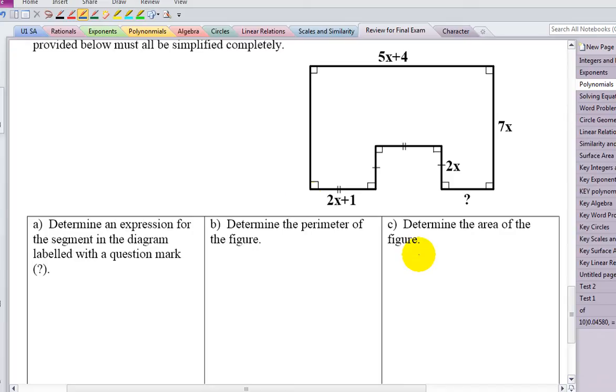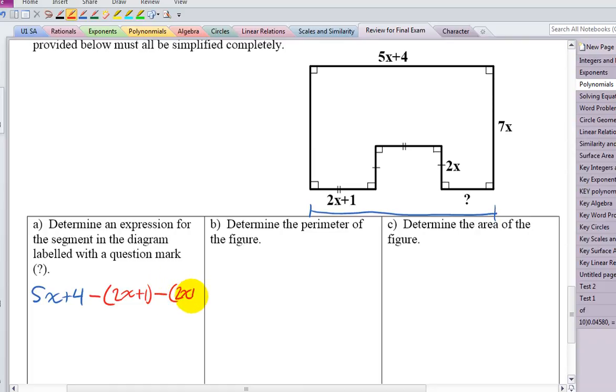What's the distance from this side here all the way across? Good, 5x plus 4. So why don't we then take away this piece here and take away this piece here, because then we'd be left with the question mark. So we have 5x plus 4. What do we need to take away? 2x plus 1. And what else do we need to take away?